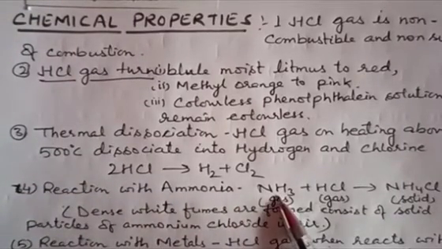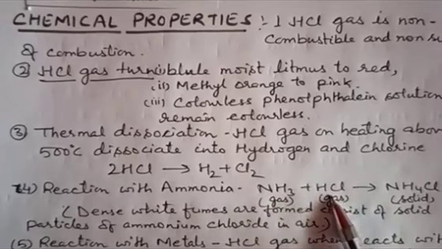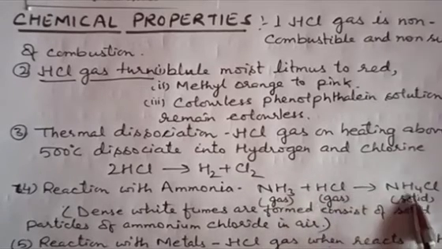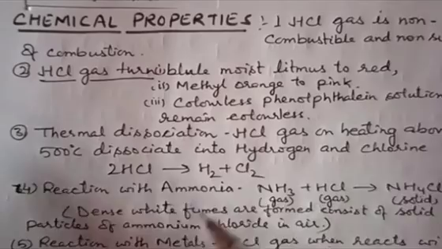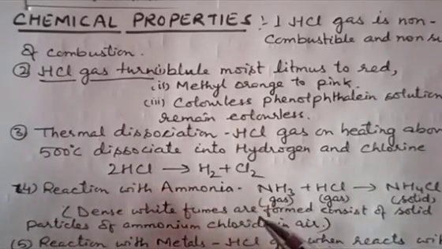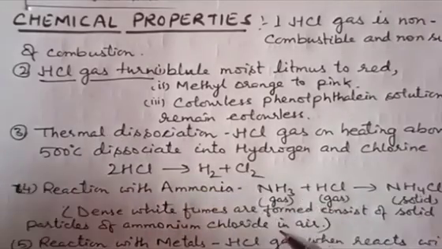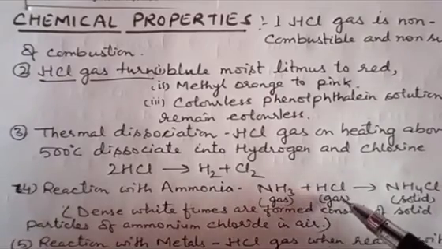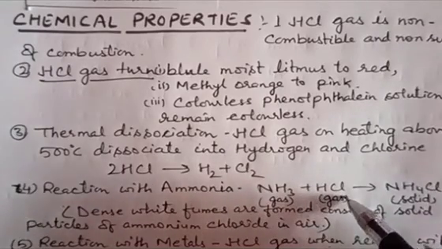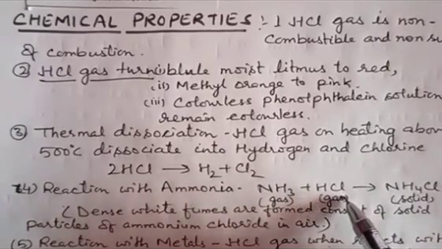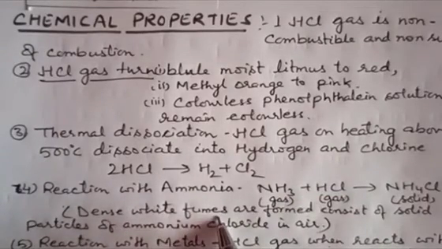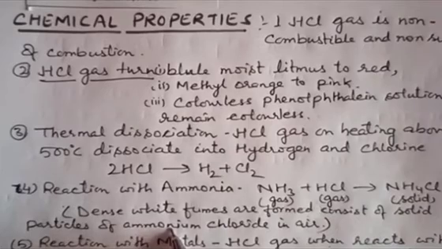Ammonia, when it reacts with hydrogen chloride gas, forms solid ammonium chloride. It is also a test for hydrogen chloride gas. You take a rod dipped in ammonium hydroxide and bring it near the cylinder which contains HCl gas. Now what will you get? You get dense white fumes which consist of solid particles of ammonium chloride in air.